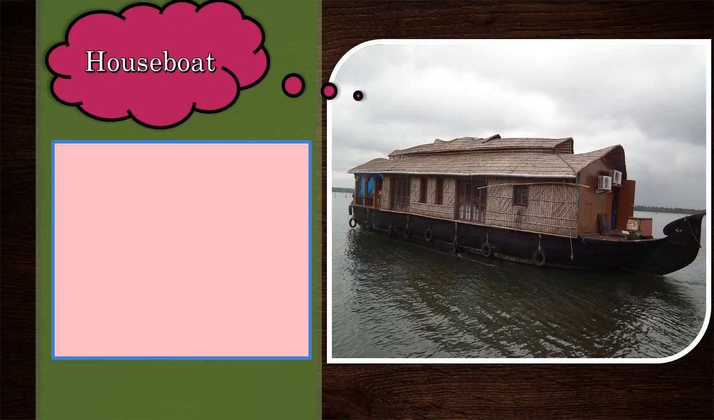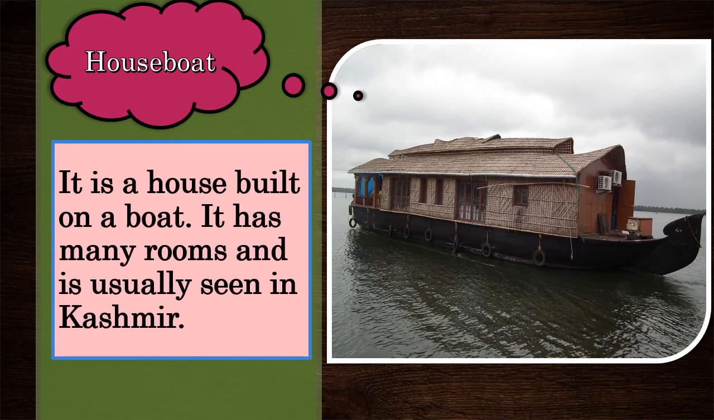Now, we are going to learn about houseboat. So, what is a houseboat? It is a house built on a boat. It has many rooms and is usually seen in Kashmir. So, this kind of house you see, it is made on a boat. It can have many rooms or maybe few rooms, but it is mostly seen in Kashmir.